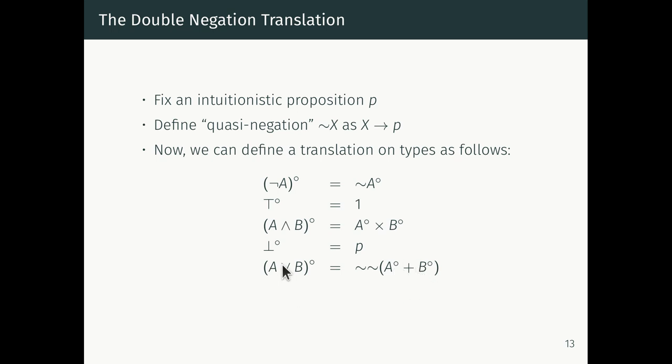All the things inside this translation are classical types, and the things that result are intuitionistic types. I'm writing them with the computational plus and times notation, the simply typed lambda calculus notation, just to keep the grammar more distinct, so you can see more easily what's been translated and what hasn't. So in just a couple of places, we're treating falsehood by means of this chosen proposition, and we're treating disjunction by means of a double negation.